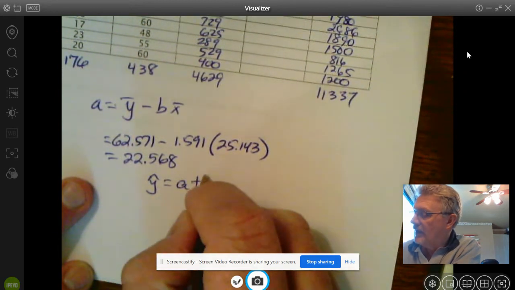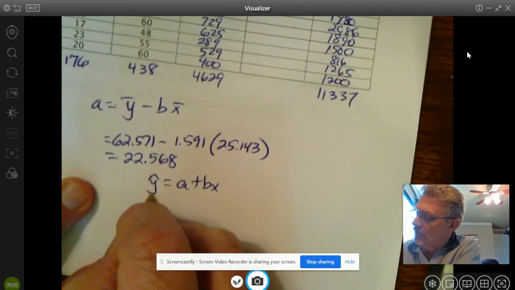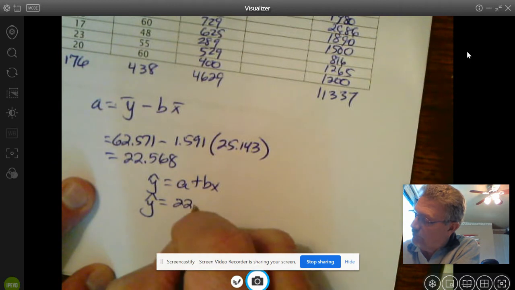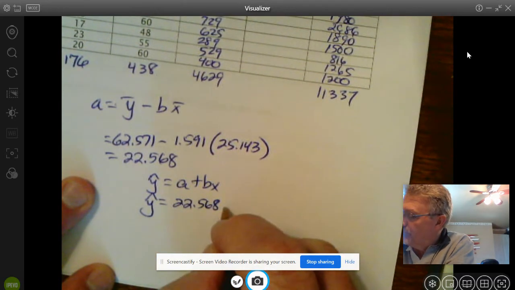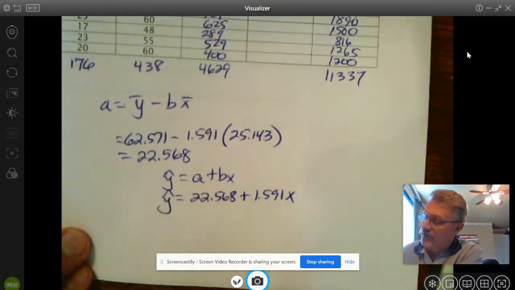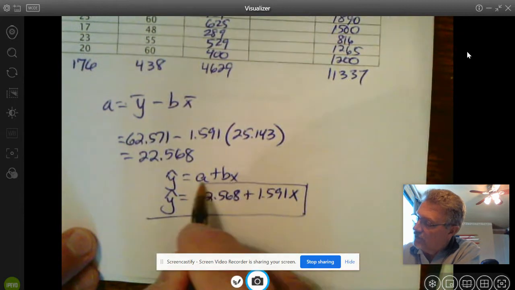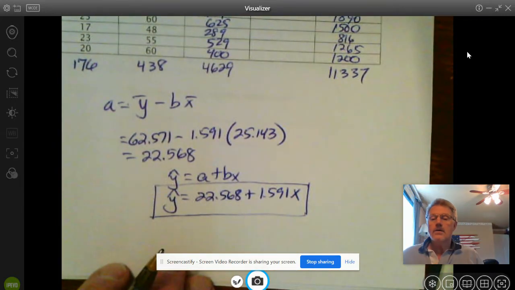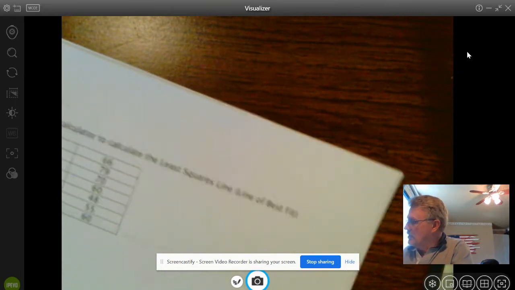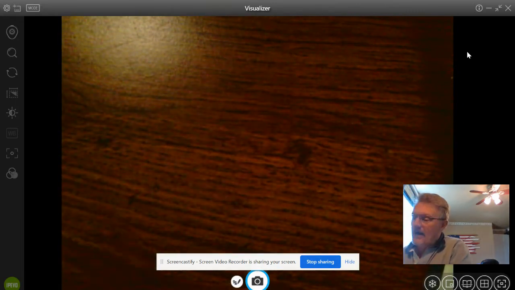And then y hat equals a plus bx. Y hat equals a, which is 22.568, plus 1.591x. All right, so this is the answer to the question when they ask you to find the least squares line, find the equation of the line of best fit, or do a linear regression. That's the process that you do when you are asked to do it by hand.